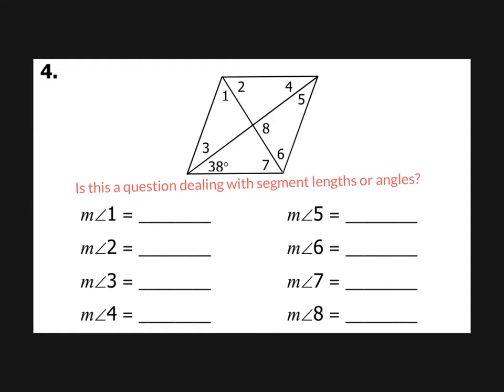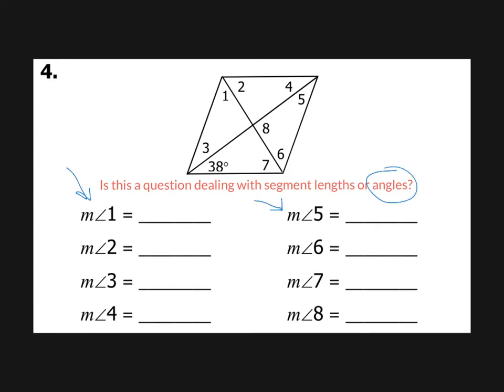Number 4, is this dealing with segment lengths or angles? It looks to me like every question here has angles with it. So I think this is all about angles. So what do we know about angles? Well, we know that the center angle is 90 degrees. I know that this is 38 and that this is the same, and so are these. So those are all 38.